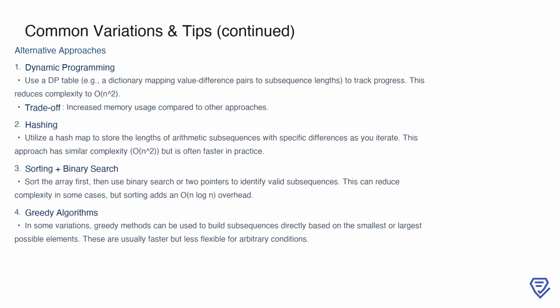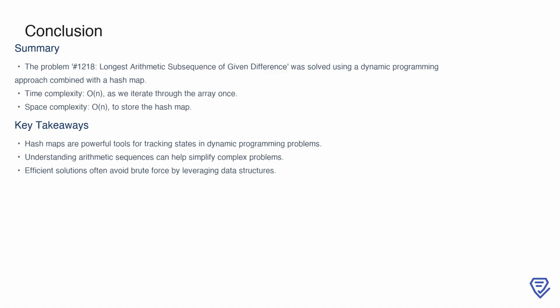Lastly, in certain variations, greedy algorithms can provide a faster solution by directly constructing subsequences based on specific criteria, like the smallest or largest elements. However, greedy methods are generally less flexible when dealing with arbitrary constraints, so their use depends on the specific problem context. Great work on completing this problem.